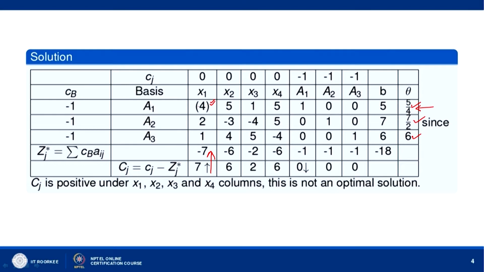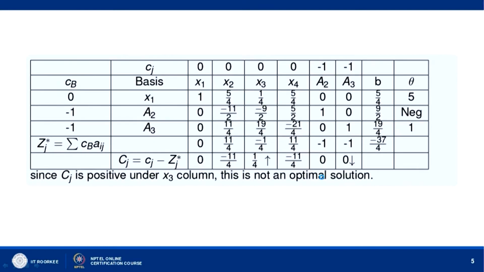Now, once we have the key element, this means that x1 is the incoming variable and A1 is the outgoing variable. So, in the next simplex table A1 will be going out, x1 will be coming in, and the column corresponding to A1 will also be removed. So, we have the following simplex table.